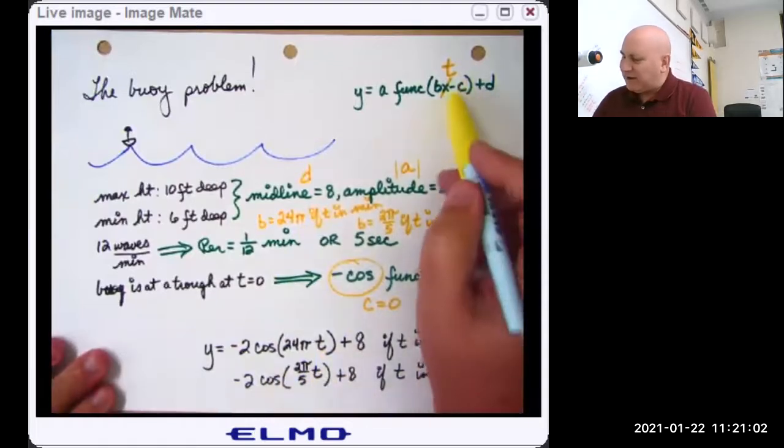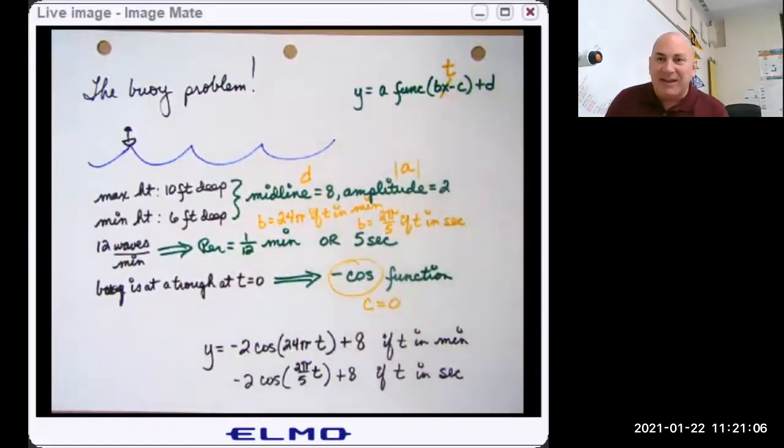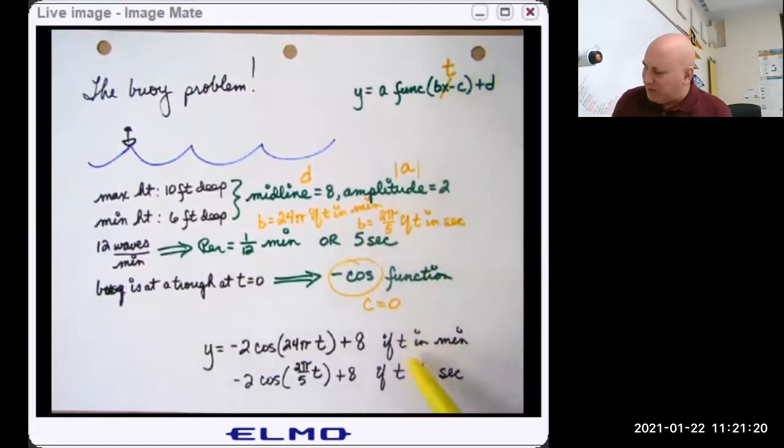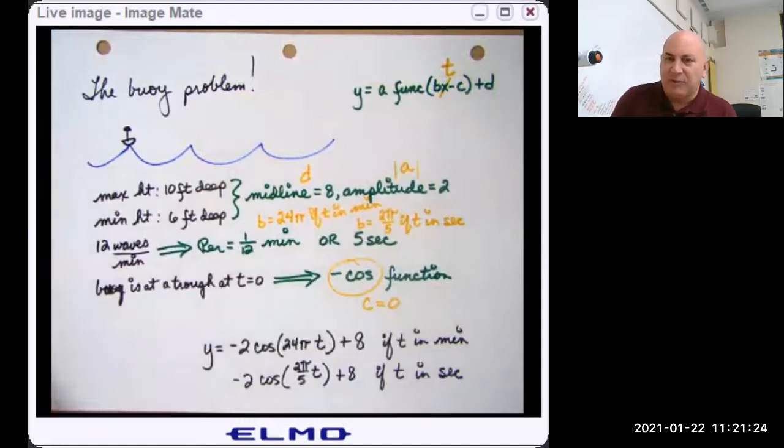Why t? Why did I cross x out and make it t? Well, because our variable here is time, and x is usually something different, often a length or a distance. If our variable is time, whether it be minutes or seconds, let's use t as the variable, just to help us keep things straight. So that's a buoy problem.